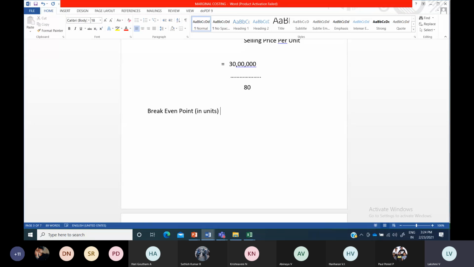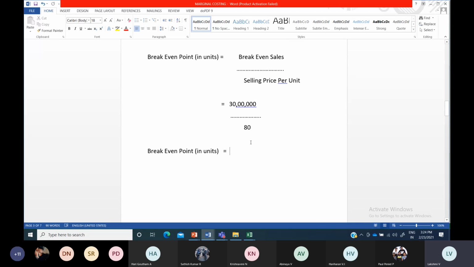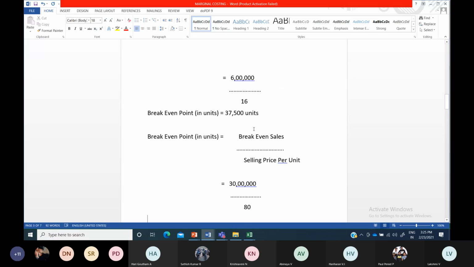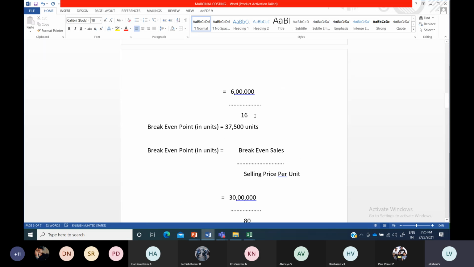One is fixed cost divided by contribution per unit. The other one is break even sales divided by selling price per unit. Both will give you the same answer only. 37,500 only will come from both. But anyhow, this is the other formula for obtaining break even point in units. Okay. Clear till this?